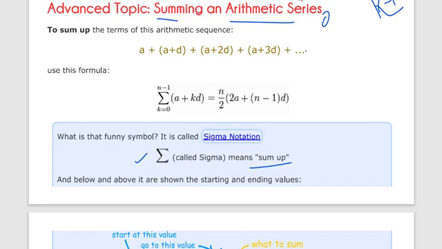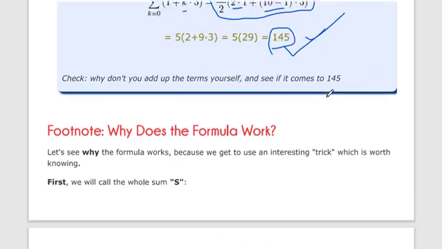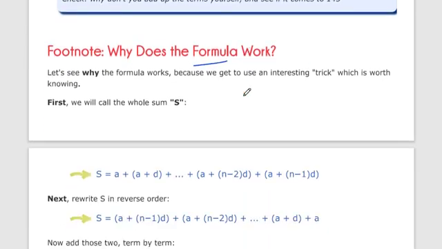So if you forget the formula in the exam, with the help of theory you can get the answer or derive the formula yourself. Okay, so let's see how the formula is made.